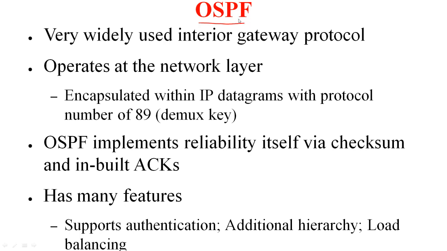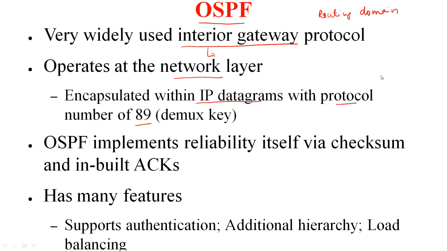OSPF, which stands for Open Shortest Path First, is a very widely used interior gateway protocol. You must be wondering, what is this interior? We will cover this shortly in an upcoming video, but for now, assume that this is a protocol that is used within a routing domain. This has more or less replaced RIP because it converges really fast. Unlike RIP, which operated at the application layer, OSPF operates at the network layer where the OSPF information, these link state packets, are encapsulated within IP datagrams with a protocol number of 89.